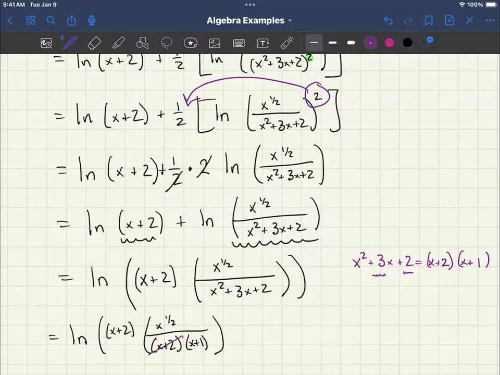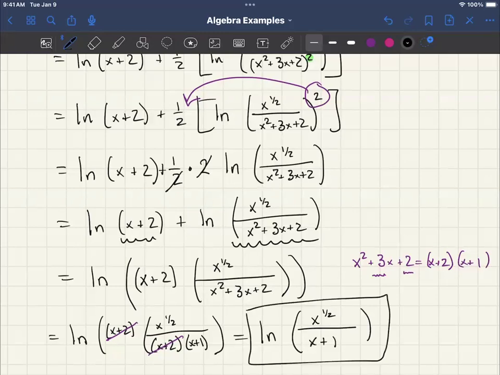All right. Then our x plus 2's cancel. And we are left with natural log of x to the 1/2 divided by x plus 1. Isn't that gorgeous? All right, and we have our nice little logarithm at the end there.